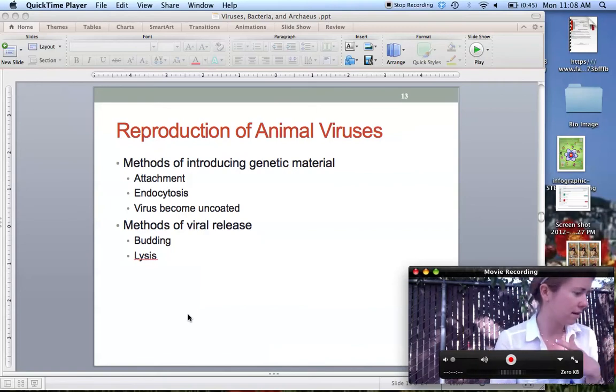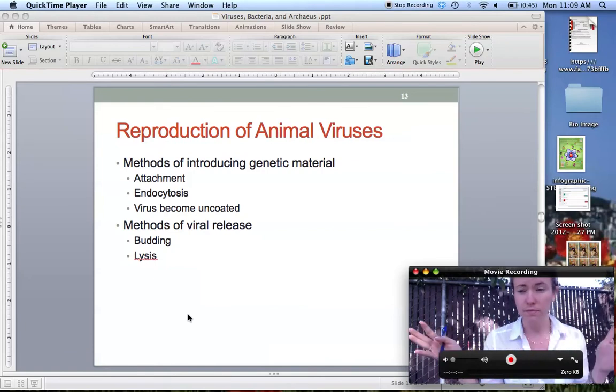And then the method of viral release is again a little bit different. So sometimes they can be released by budding, like a big chunk of them will just bud off, or if there's enough of them made inside of the animal cell, it'll just lyse open and release all of the viruses to the surrounding areas. Now, one of the unique kinds of viruses to animal cells are called retroviruses.